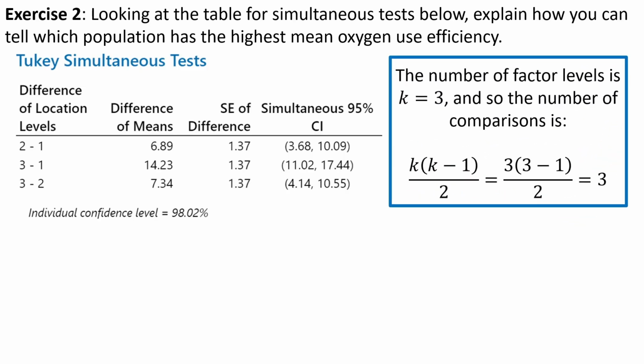So now before going on, let me just remind you again that if you were asked how many comparisons are necessary, let's say you didn't have a table to look at, and you're just asked how many multiple comparisons there are going to be. Again, it's just the number of factor levels, in this case 3, times that number minus 1, divided by 2. And so in this case, you can see that we have 3 comparisons. You can see in the table there are 3 pairwise comparisons.